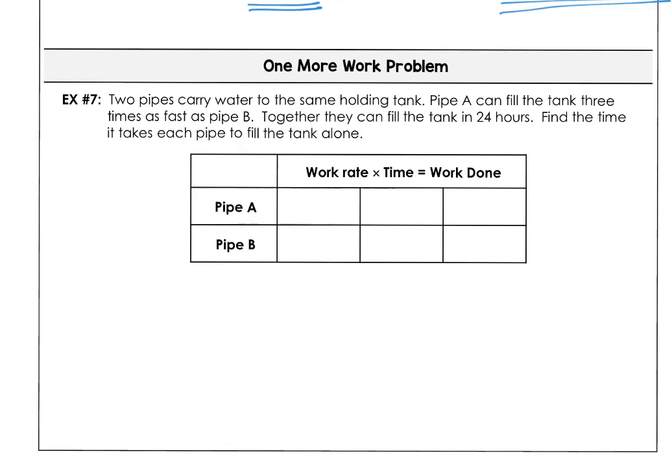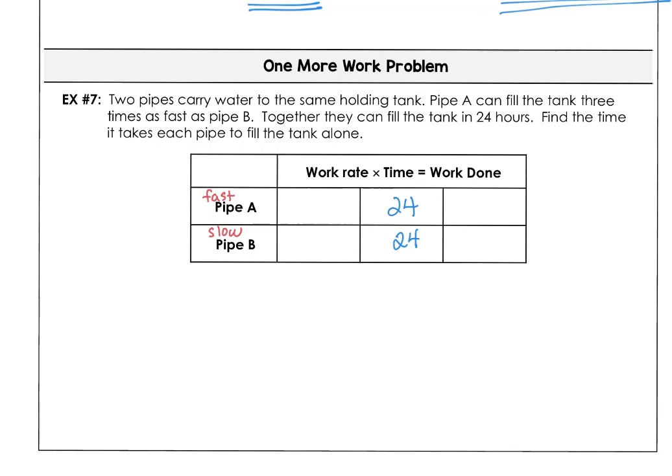This is our last problem. We have 2 pipes that carry water to the same holding tank. Pipe A can fill the tank 3 times as fast as pipe B. So pipe A works faster than pipe B. We'll call pipe A fast and pipe B slow. Together they can fill the tank in 24 hours. So the time is 24 hours.